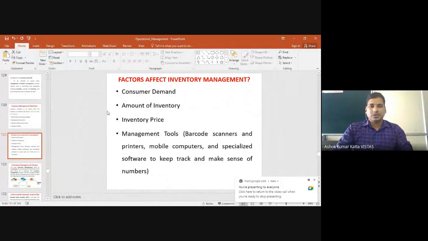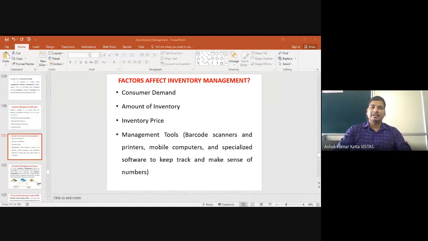Okay. Next, we are talking about what factors will affect inventory management. If you are acting as an inventory manager, what factors will influence you to buy a huge quantity or a lower quantity of material? What is the quality of material you want to buy? Certain factors are there. First one, consumer demand.